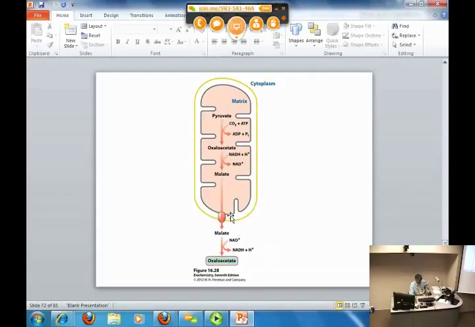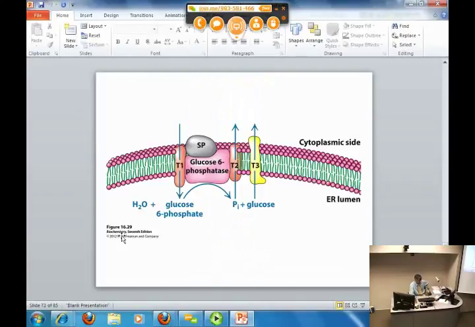So mitochondrial pyruvate and oxaloacetate, the malate shuttle. Malate goes inside, and they can also come out. We call it the oxaloacetate-malate shuttle. We will be studying this in future, but please remember the oxaloacetate can produce more glucose. That's the message here. So these are glucose transporters and glucose 6-phosphatase enzyme.